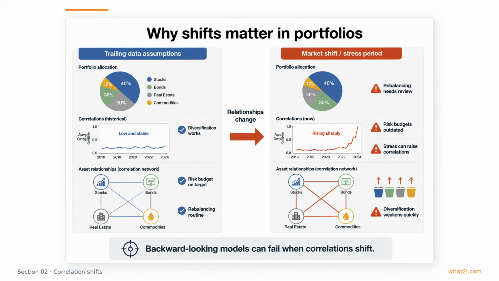This becomes especially important during stress periods, when correlations often rise across assets. That means diversification can weaken right when investors need it most. In other words, a portfolio can look balanced on paper while becoming much more exposed in practice.